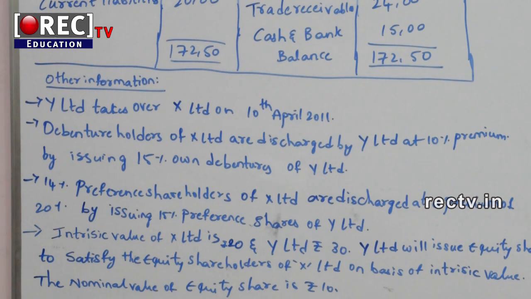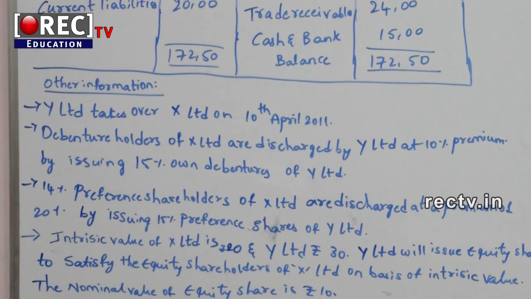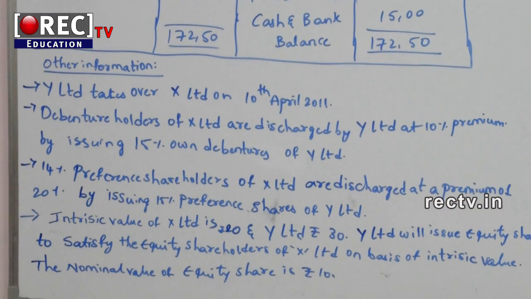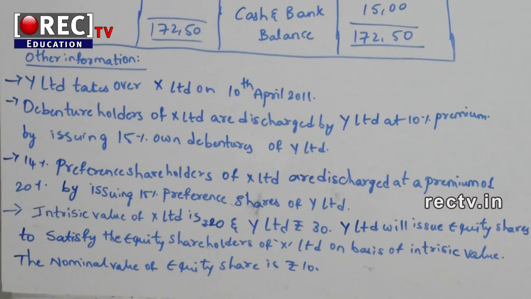Now another point under the other information: 14% preference shareholders of X Limited are discharged at a premium of 20% by issuing 15% preference shares of Y Limited. If you look at the balance sheet of X Limited, there are 14% preference shares of 100 each, that is 25 lakhs, 2 lakh 50,000 preference shares held by the preference shareholders. Now these are the owners of X Limited.